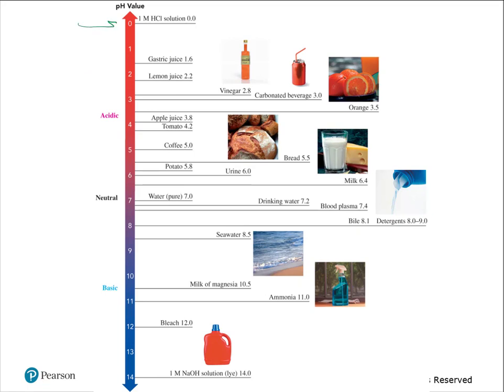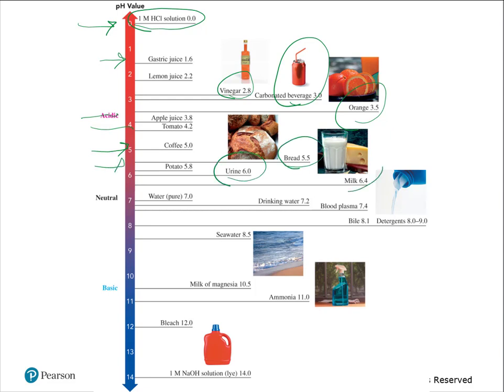So a pH of 0 would be an example of 1 molar hydrochloric acid. Then we have gastric juice, which is found in our bodies. Then we have lemon juice at 2.2, vinegar 2.8, a carbonated beverage, a pop that you drink, at 3, oranges 3.5. Then we have apple juice, tomato juice, coffee, bread, potatoes, your urine, milk. All of those are acidic solutions. They're all less than 7.